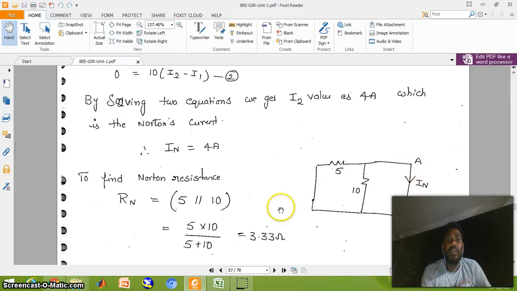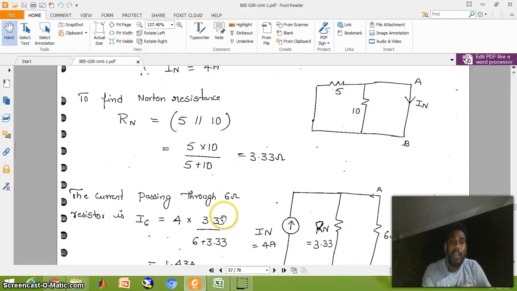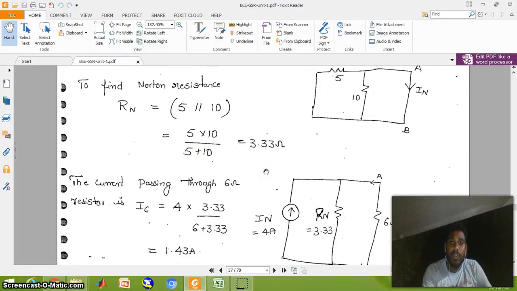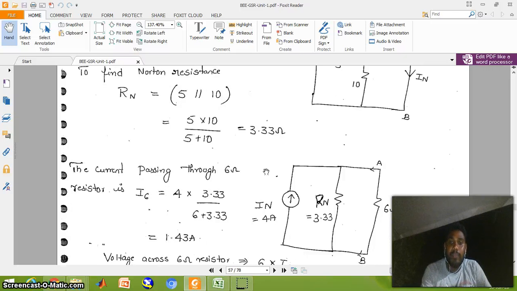So RAB is equal to R Norton. The 5 ohm and 10 ohm resistors are connected in parallel. According to the parallel formula, calculate R Norton: 5 into 10 by 5 plus 10, that is equal to 3.33 ohms. Now the total circuit is replaced by the Norton circuit.